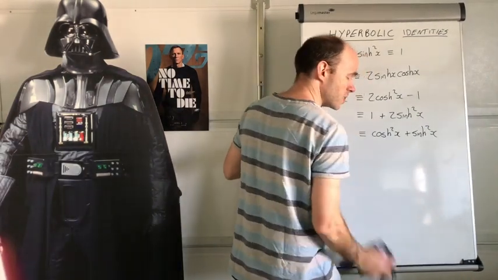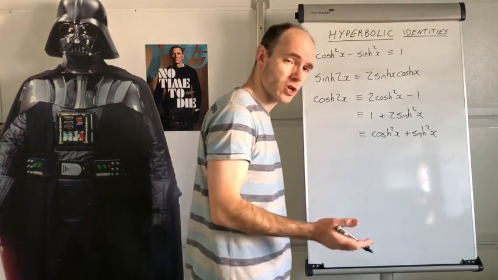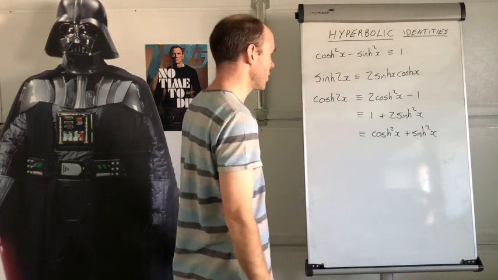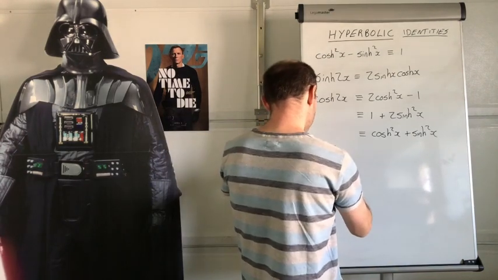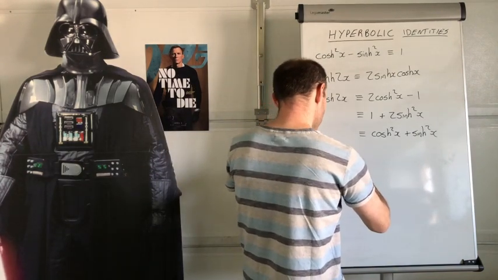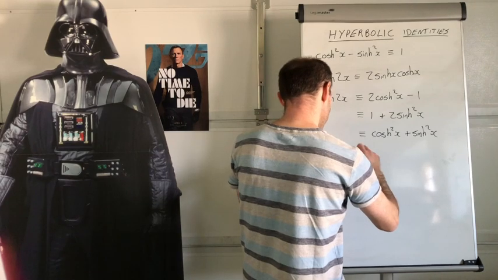I think in one of the first videos I mentioned tanh x is sinh x over cosh x. Okay, another obvious one. Then there's identities for the a plus b. So you've got cosh a plus b.